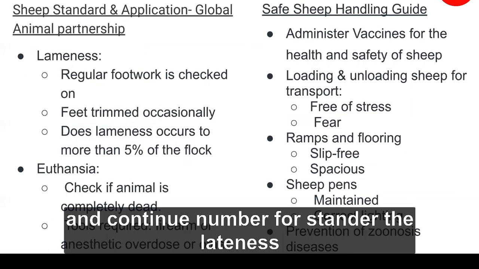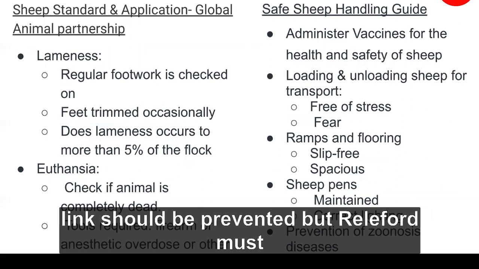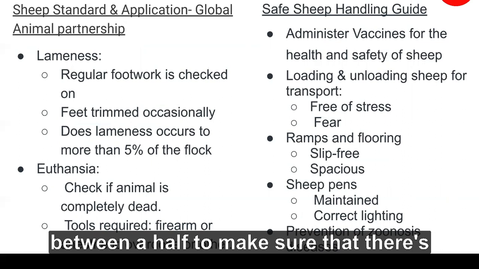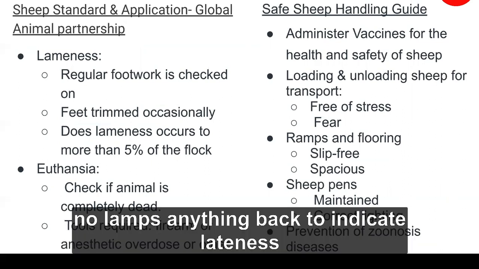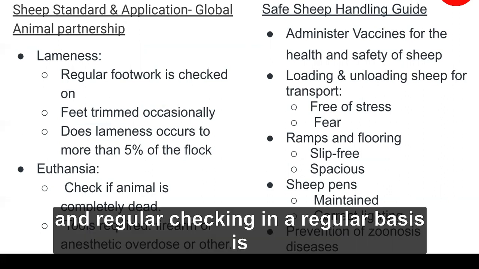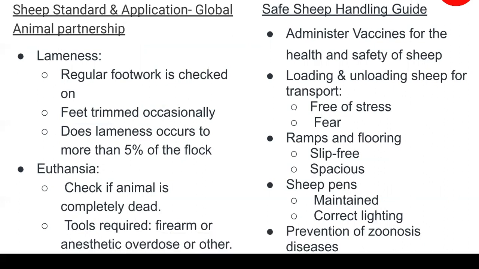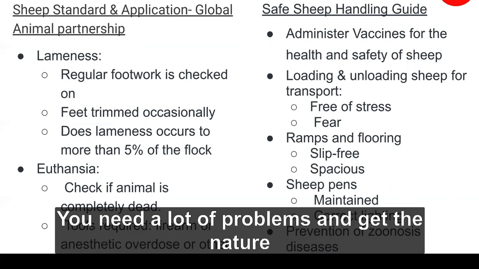And continuing on for sheep standard, lameness could be prevented, but the hooves must be checked regularly to see if there are any cracks in between the hoof, to make sure that there are no lumps, anything that could indicate lameness. And checking it on a regular basis is very important, because lameness can lead to a lot of problems.